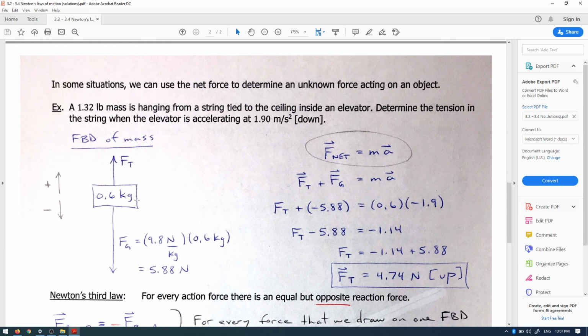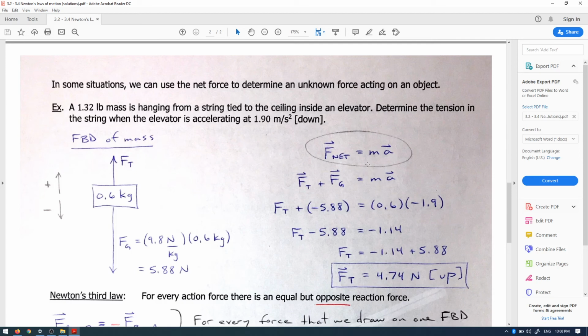So you've only got two forces here. You've got a tension up as well as a gravity down. Now, you can calculate gravity once again by going 9.8 times the mass, and I get 5.88 newtons. That's a given formula. And I'm just missing the tension force, so I have to actually determine that tension. But I do know what it accelerates at.